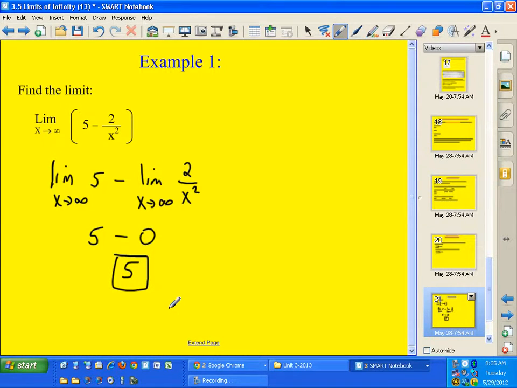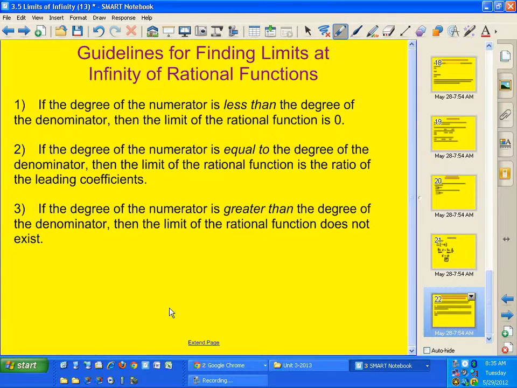That's really all we're trying to do when we're trying to find our limits at infinity. Here are the guidelines that we need to remember. If the degree of the numerator is less than the degree of the denominator, then the limit of the rational function is 0. These were the rules that you learned in pre-calc and algebra 2. When we come to class, we'll demonstrate exactly how these work. Make sure you get these down, and I'm not going to read through them for you. You can go ahead and get them down.